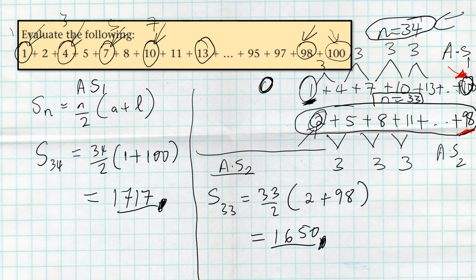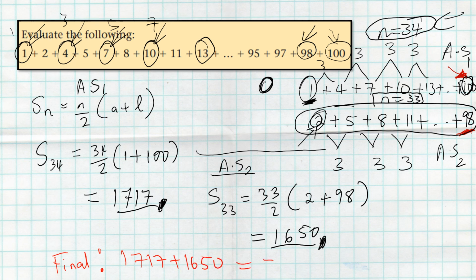Then if I need to evaluate the whole series, it is the sum of arithmetic sequence 1 and the sum of arithmetic sequence 2. I just add them together, then I will get the final answer for the whole thing, right? So it will be 1770 plus 1650. Then let's see, the final answer is going to be 3367 as the sum for the whole series.